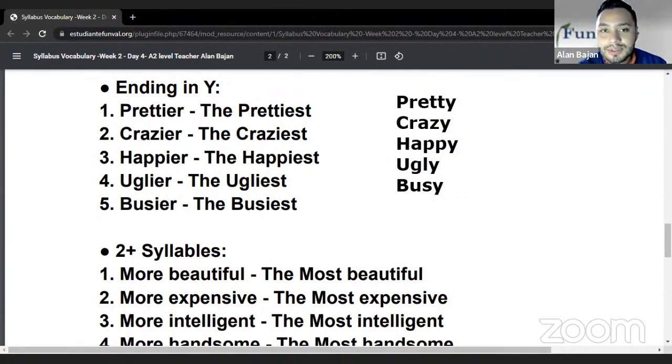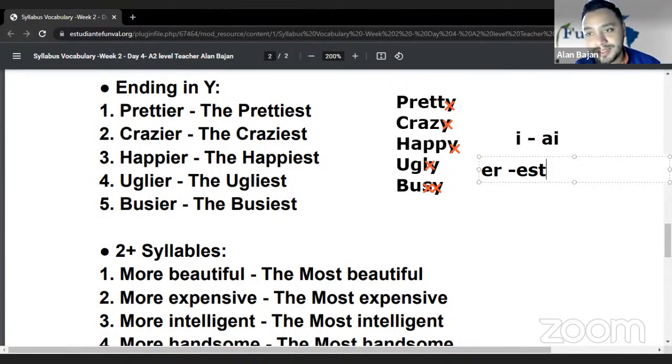For these adjectives, we take out the Y and we change it for an I. E en español, I in inglés. And we add ER if it's comparative, EST if it's superlative.